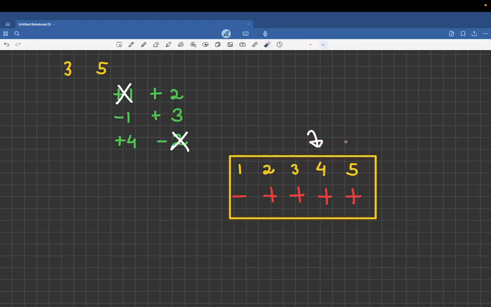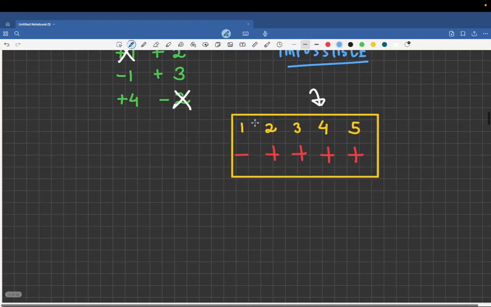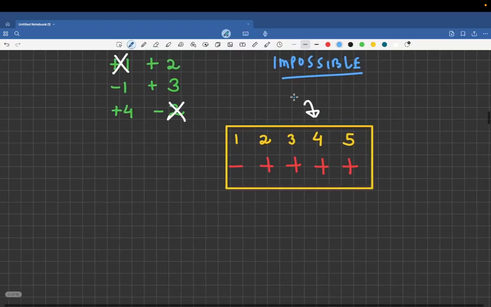If there does not exist a single arrangement in which at least one wish of every family member is getting fulfilled, in that case you have to simply print impossible. So this is what the problem is. I hope the problem is clear to each and every one of you. So let's see how we can solve this.